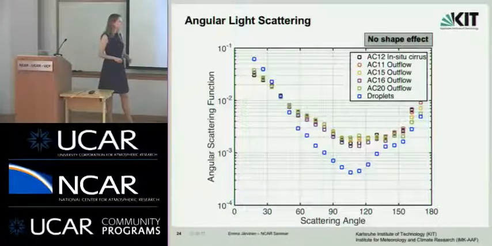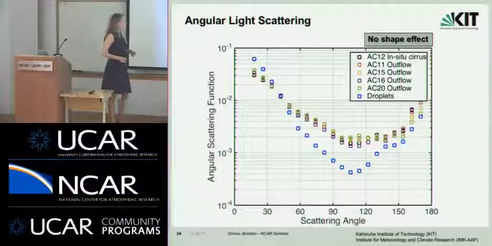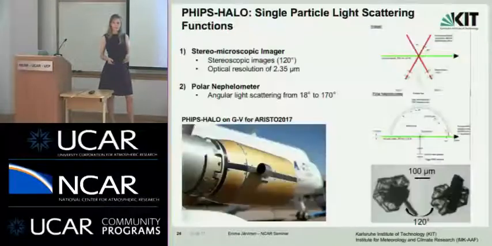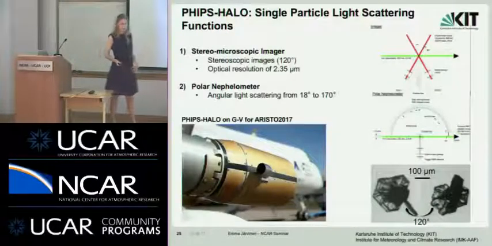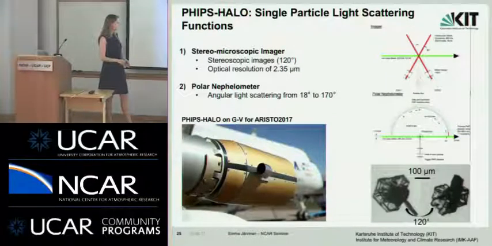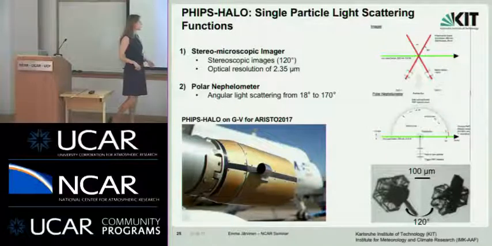And it's already starting to show that whether we are measuring in the tropics or in the mid-latitudes, we always have a high degree of complexity. So, okay, we can do it from the average of different flights, but we really wanted to do it on a particle-by-particle basis. That's why we developed the PHIPS probe. The idea was that we measure single ice crystals, take images of single ice crystals, and simultaneously measure the angular light scattering function of these ice crystals.